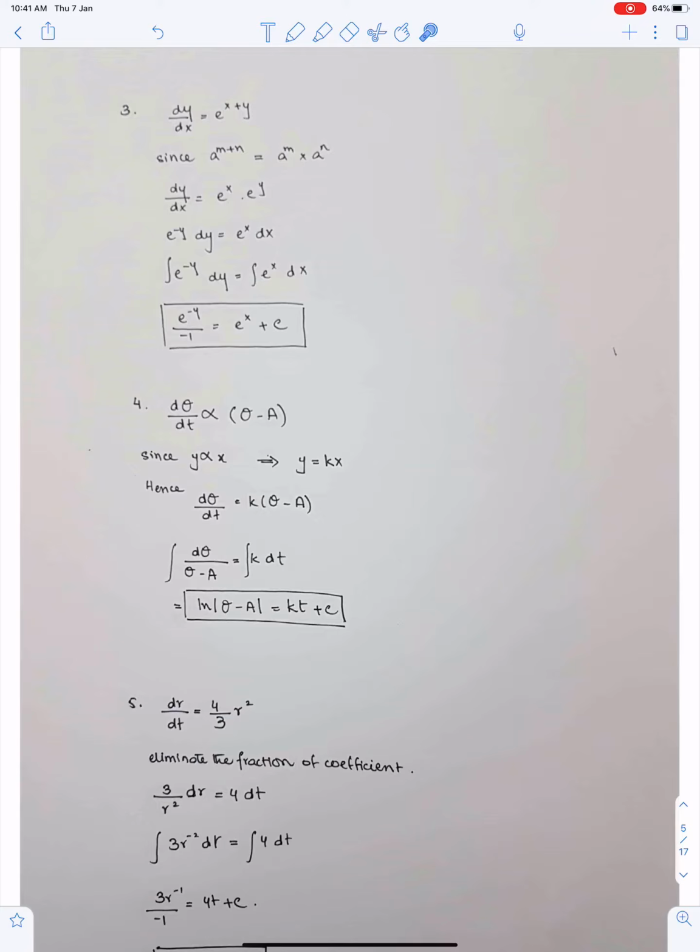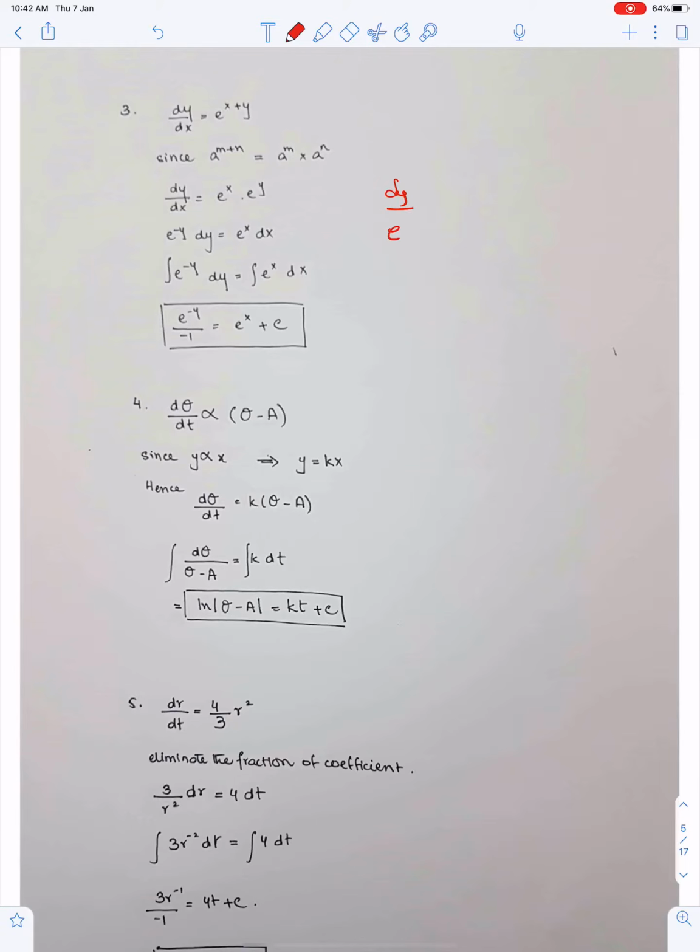Example 3. By using the rules of indices and this rule of indices over here, we can split this power. e power x plus y can be written as e power x times e power y. And after that, we need to go for the separable. So by bringing this e power y onto the left hand side, we have e power minus y dy, and dx is here, so e power x dx. Let me show this step here.